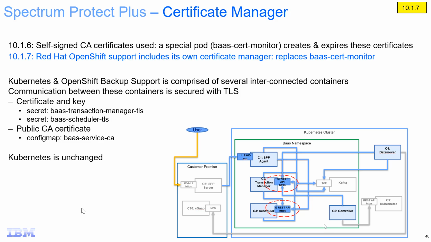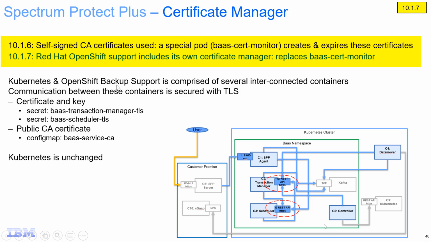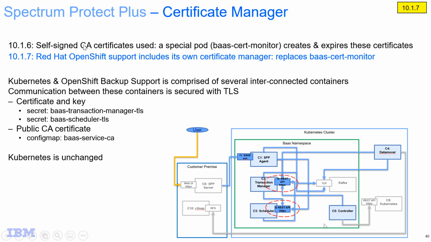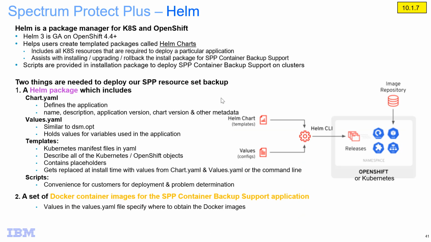Another thing to know is that underneath the covers we do have a certificate manager. In 10.1.7 we're using the Red Hat OpenShift certificate manager, and that's going to replace the BAS-cert-monitor that we used in 10.1.6 and 10.1.5. And all this does is help the communication between the different components inside of the BAS namespace stay safe by utilizing TLS.